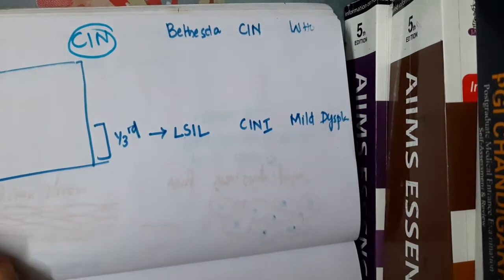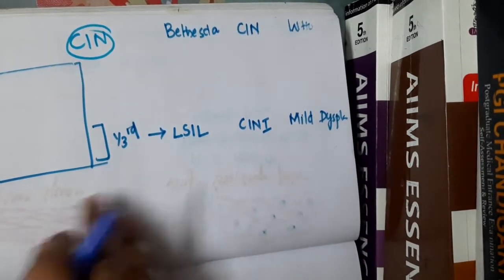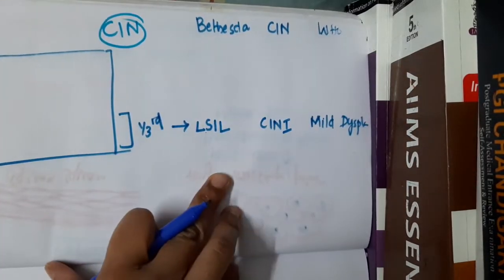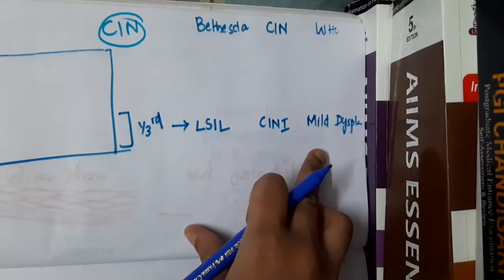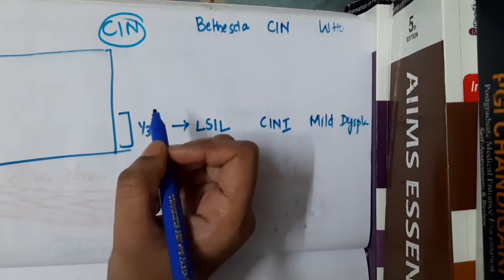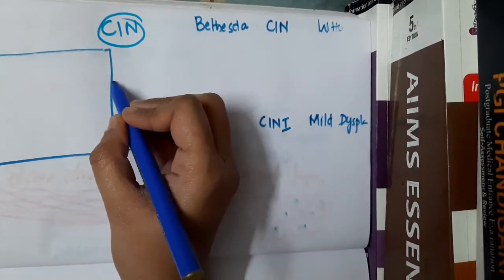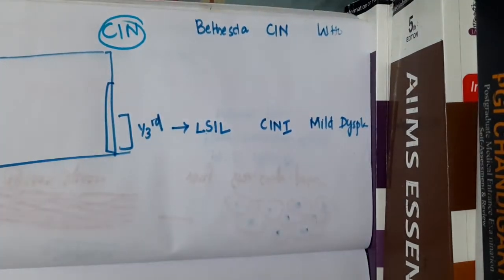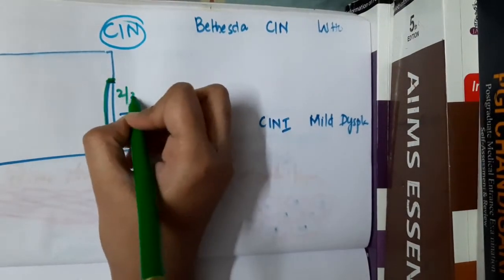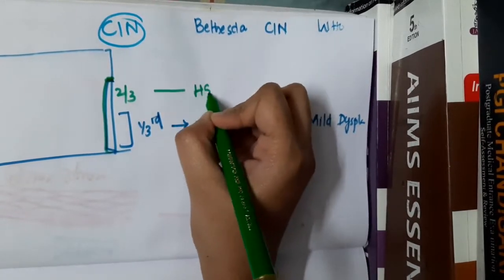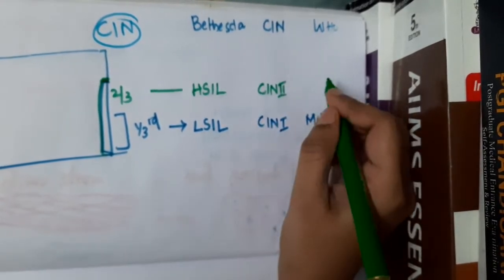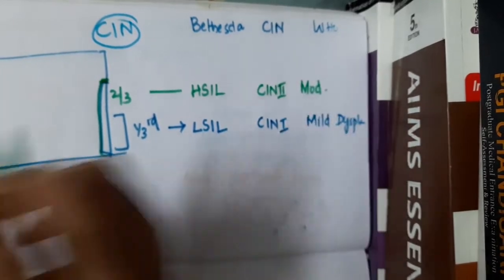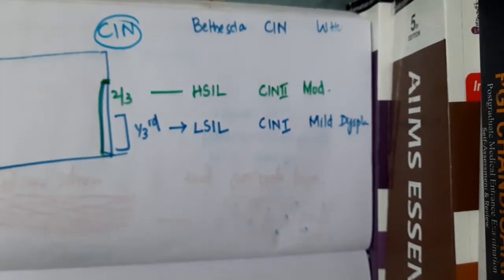Right, if dysplasia is present in the lower one third of the epithelium of the cervix, we call it low grade squamous intraepithelial lesion, cervical intraepithelial neoplasia 1, and mild dysplasia. If the dysplastic cells are seen in two thirds of the epithelial lining of the cervix, we call it high grade squamous intraepithelial lesion, cervical intraepithelial neoplasia type 2, or moderate dysplasia according to WHO classification.